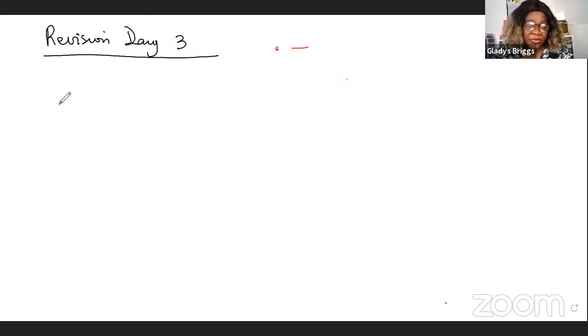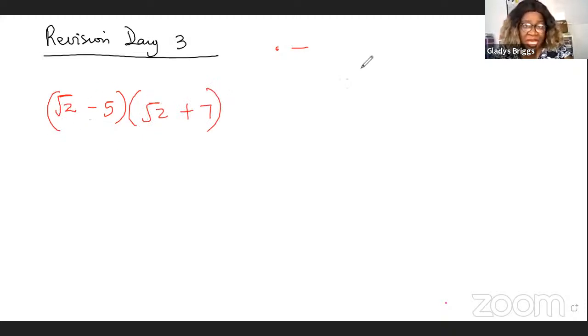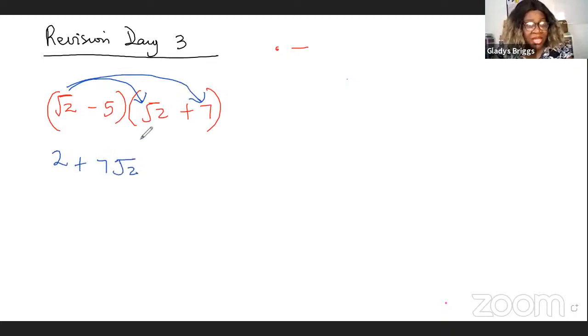So maybe if I give you root 2 minus 5 times root 2 plus 7, yeah? You know that root 2 times root 2 is 2, don't you? So you have to use what's inside the first bracket to multiply everything that is in the second bracket. Root 2 times root 2 is 2. Root 2 times 7 is 7 root 2. Negative 5 times root 2 is negative 5 root 2. And negative 5 times 7 is negative 35.